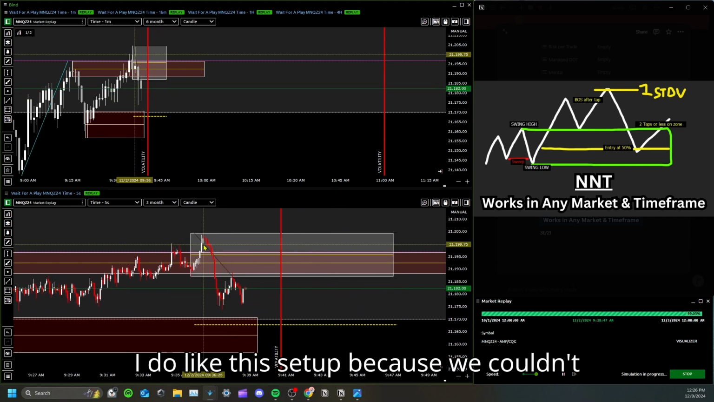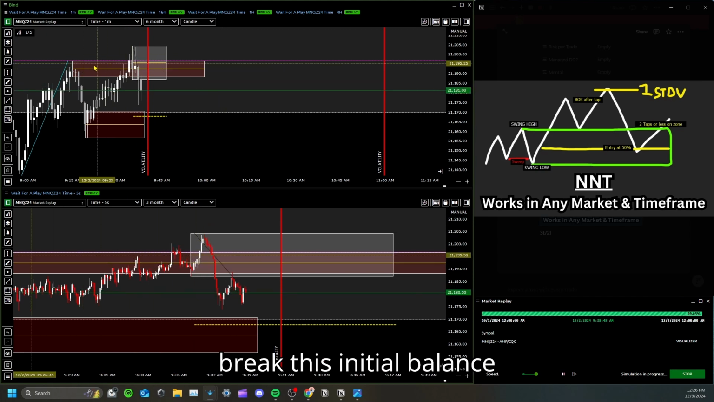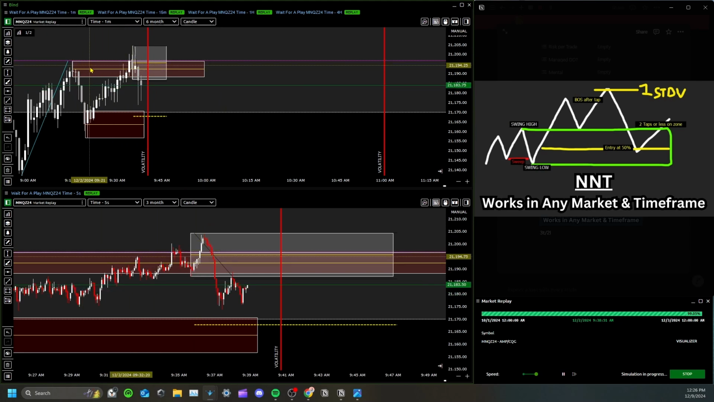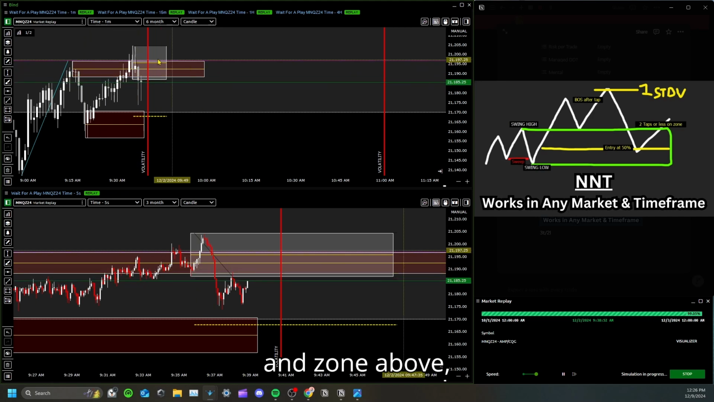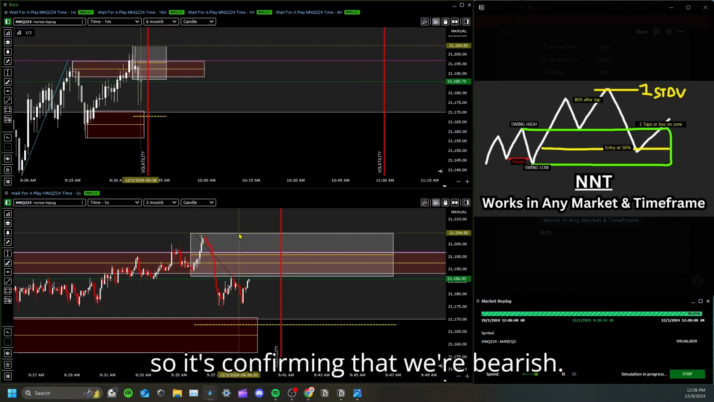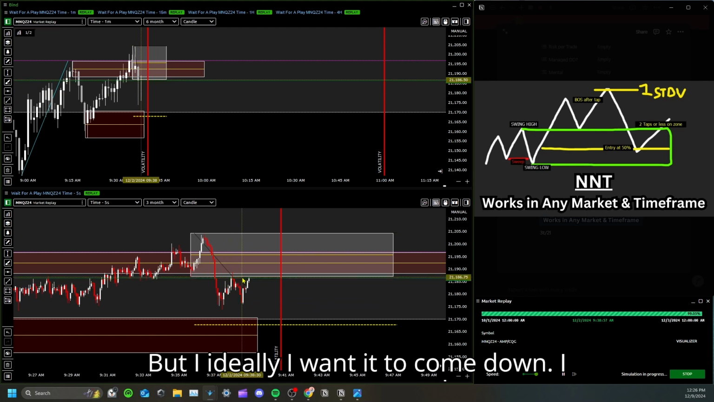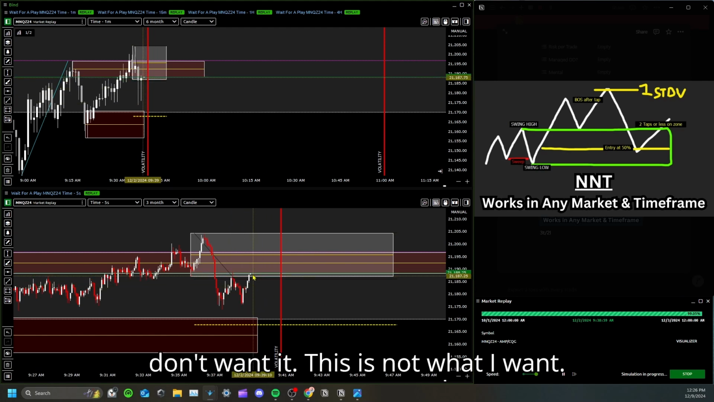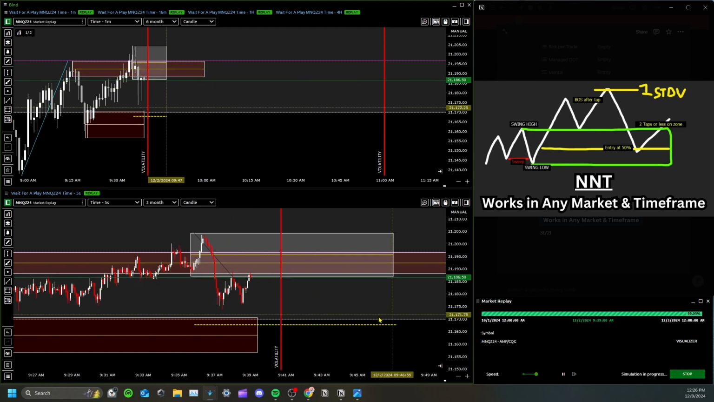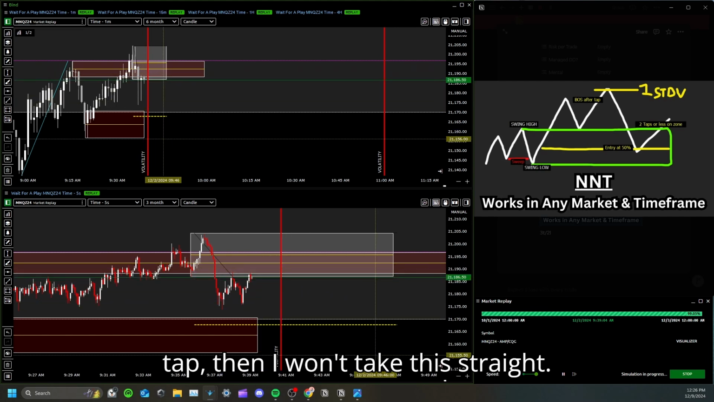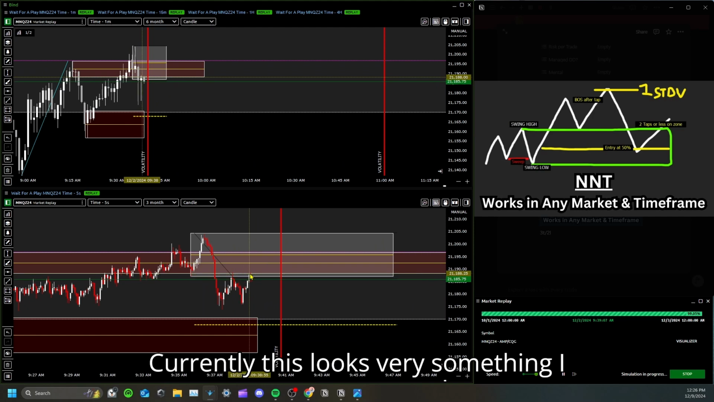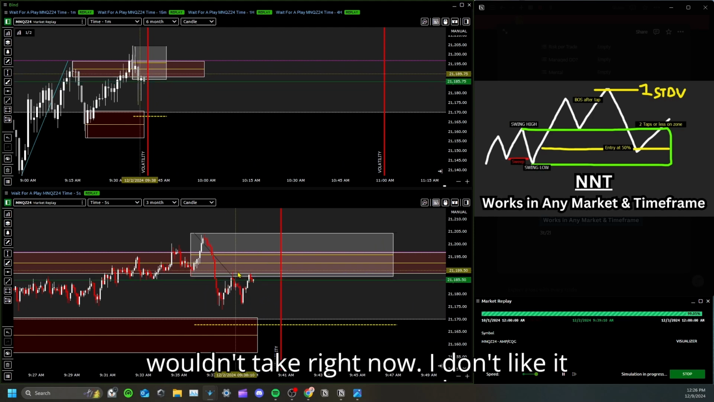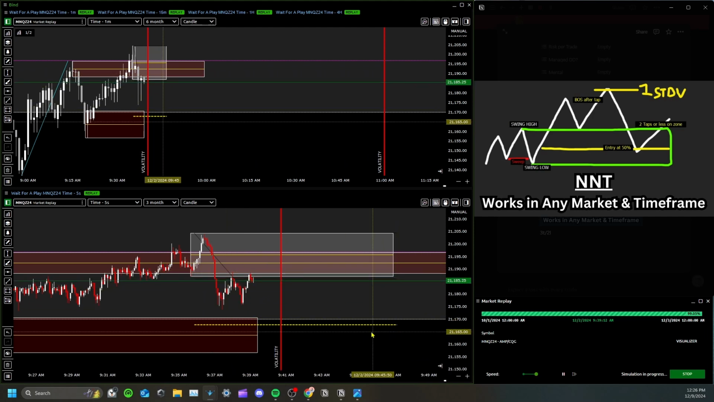I do like this setup because we couldn't break this initial balance and zone above, so it's confirming that we're bearish. But ideally I want it to come down. I don't want it. This is not what I want. If we get too much of a deep tap, then I won't take this trade. Currently, this looks very something I wouldn't take right now. I don't like it at all.